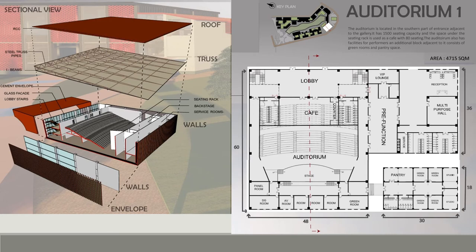The auditorium is located in the southern part of the entrance adjacent to the gallery, which has 1500 seating capacity, and the space under the seating rack is used as a cafe for 80. The auditorium also has facilities for performers. An additional block adjacent to it consists of green rooms and pantry space.